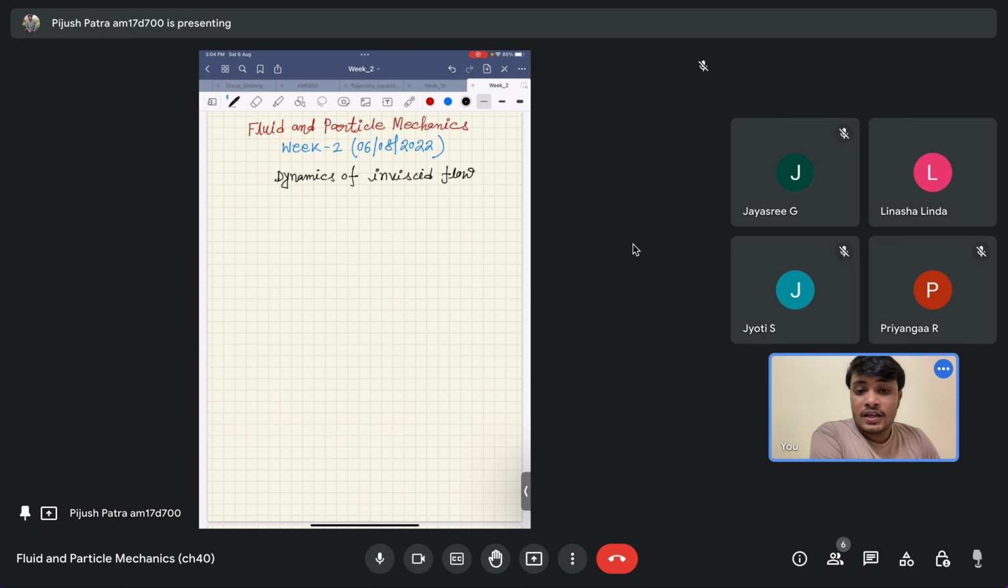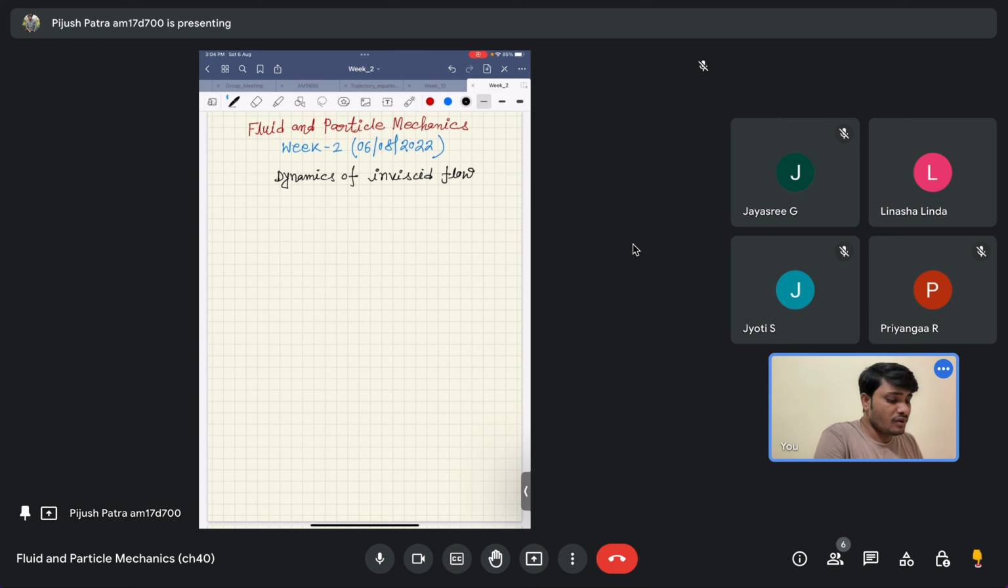Because in this week's class, all of you have gone through the lecture, and I think the first topic was the Bernoulli's equation. So essentially I will go into the details of the Bernoulli's equation, like a little insight of the Bernoulli's equation, and I will derive it formally using the Euler's equation.